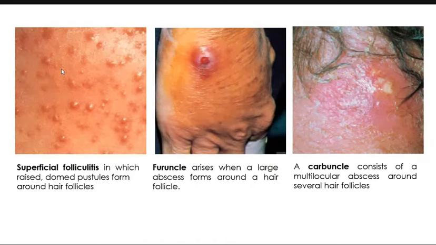So, you have there your superficial folliculitis, and then, sabi natin kanina, raised dome pustule form around hair follicles. Kasi, di ba, sabi natin, infection arising from dito sa mga kung saan, di ba, nakikita nyo yung mga hair follicles. Then, you have your furuncle arises when a large abscess forms around a hair follicle. And the carbuncle, which consists of a multilocular abscess around several hair follicles.